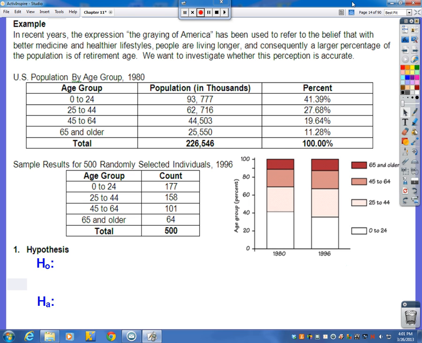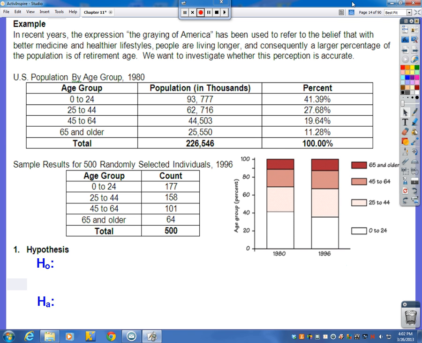The example we're going to look at says, in recent years, the expression "the graying of America" has been used to refer to the belief that with better medicine and healthier lifestyles, people are living longer, and consequently a larger percentage of the population is of retirement age. We want to investigate whether this perception is accurate.